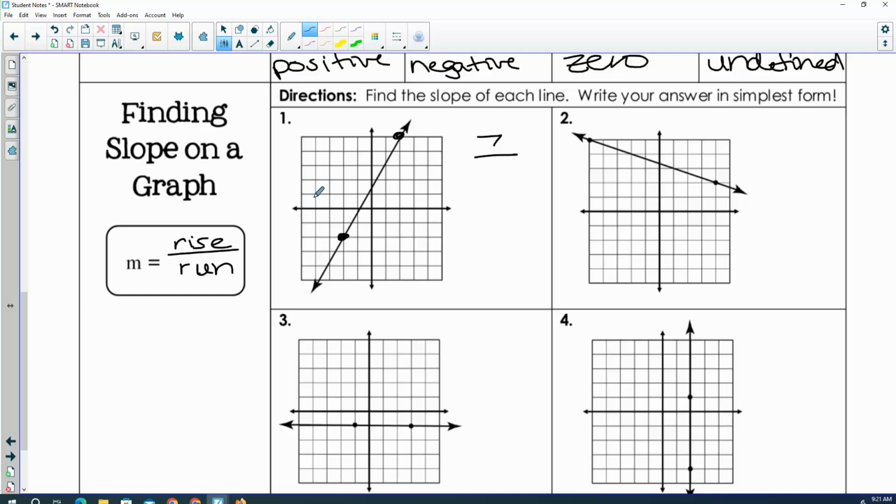Okay. Then if I go up 7, I'm right here. How many over do we have to go? 4. All right, I got a positive number. Is that what it should turn out to be here? Yes, because that line is increasing.